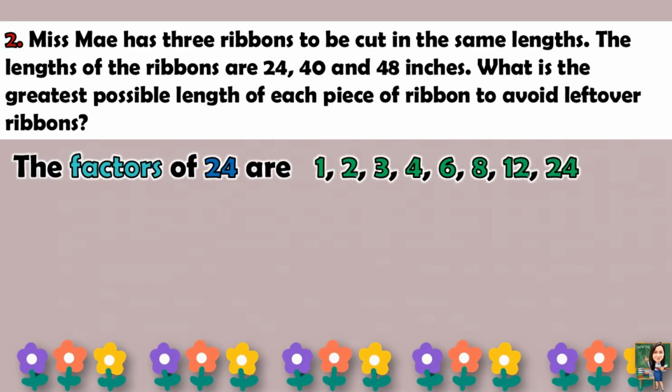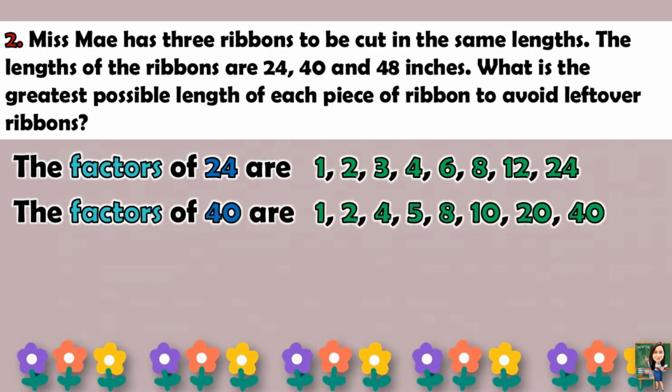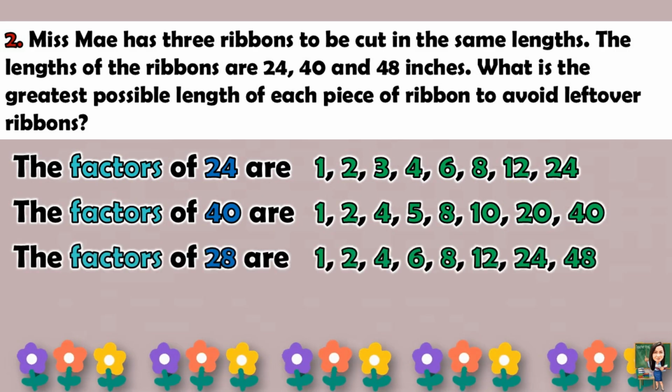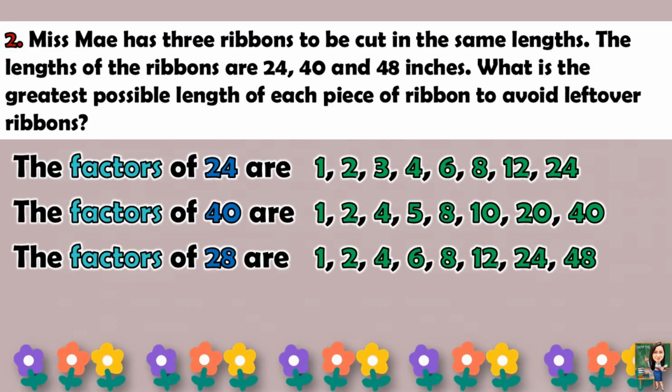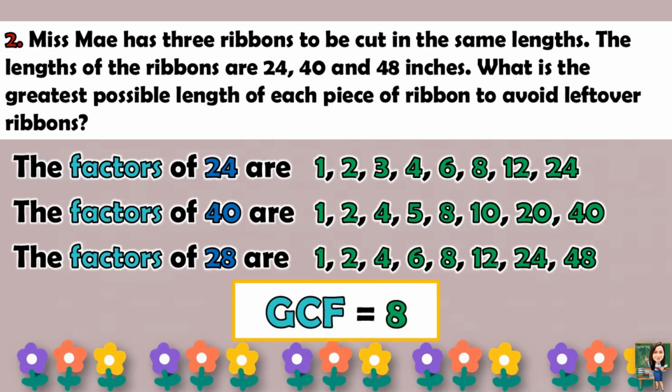The factors of 24 are 1, 2, 3, 4, 6, 8, 12, and 24. The factors of 40 are 1, 2, 4, 5, 8, 10, 20, 40. The factors of 48 are 1, 2, 4, 6, 8, 12, 24, 48. So 24, 40, and 48 are the lengths of the ribbons. The GCF, or the greatest common factor, of 24, 40, and 48 is 8.